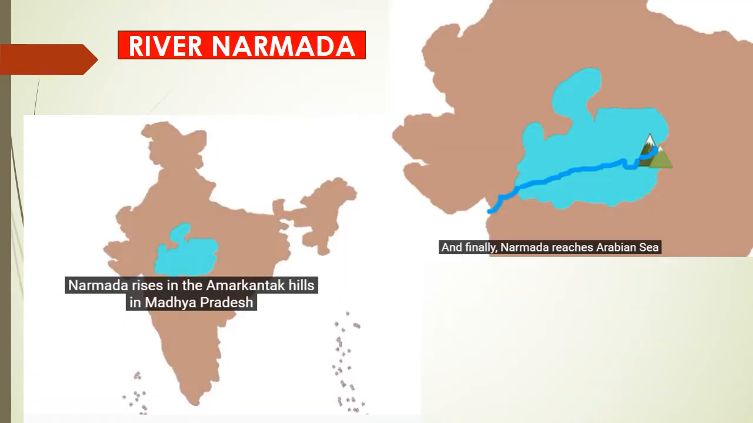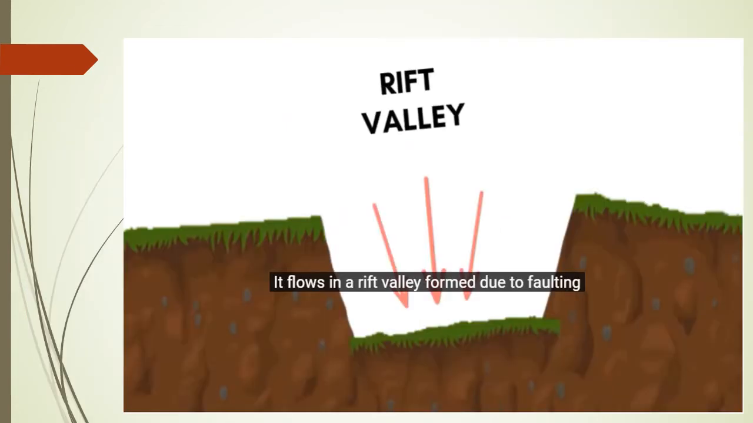Now we'll start with the first major Peninsula River, that is River Narbada. You can see the origin of River Narbada is in the Amarkantak hills in Madhya Pradesh, and you can see the journey of this river till it finally reaches the Arabian Sea where it empties out. River Narbada flows westwards and it flows in a rift valley which was formed due to faulting.